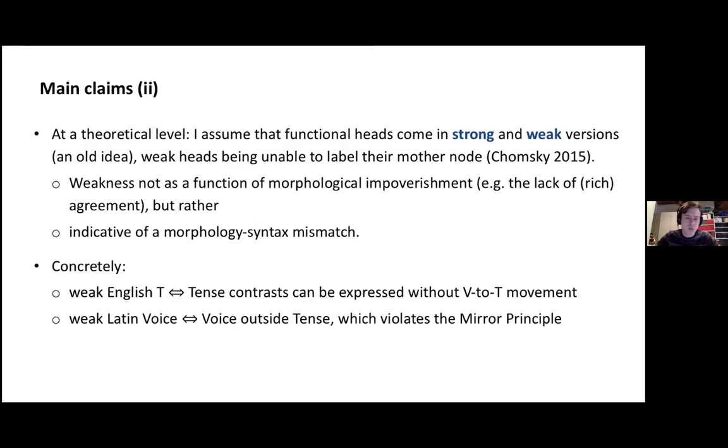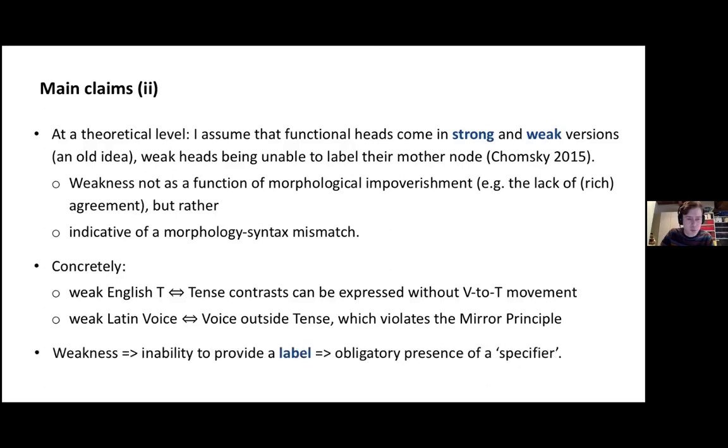the mirror image of English T, in the sense that it expresses some morphosyntactically relevant information, but if you map that onto the syntactic structure that a given word is embedded in, there appears to be a mismatch. So in the case of English T, tense contrasts can be expressed without activating the T node. In the case of Latin, as we will see, there is a violation of the mirror principle. Voice morphology appears in the wrong place, too far away from the verbal root.